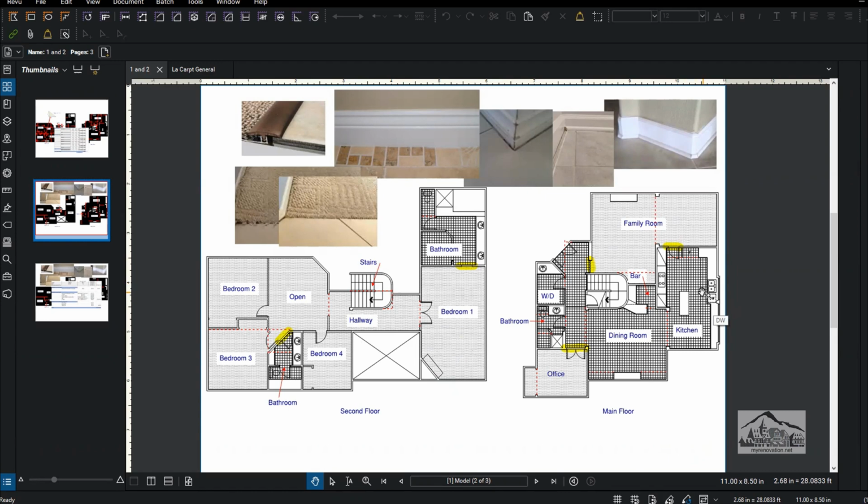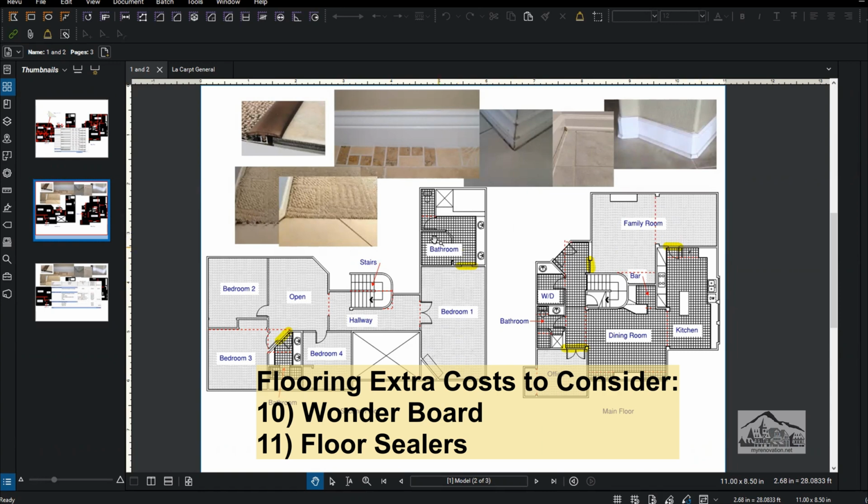And also on the second floor, where we install tiles, we have to actually put something, we call it Wonderboard.